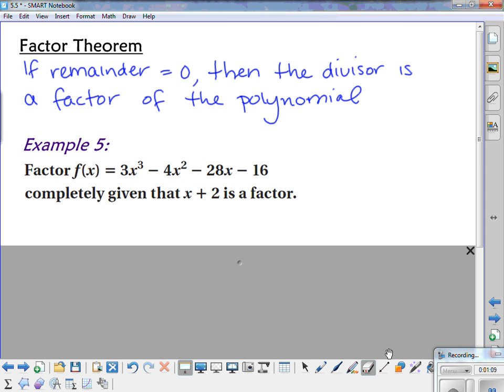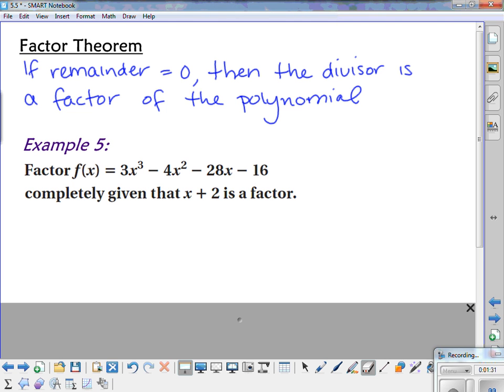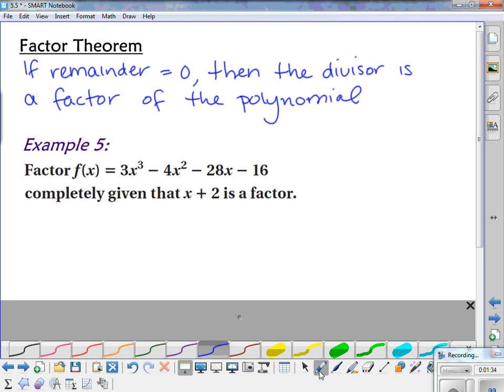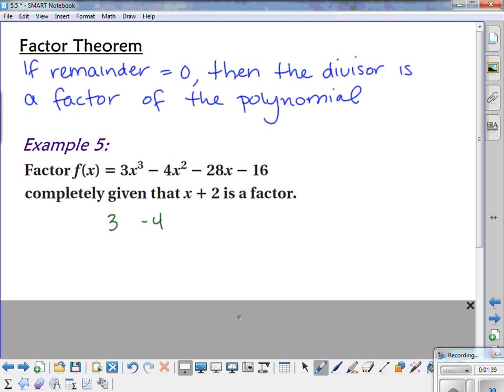We've got f of x equals 3x cubed minus 4x squared minus 28x minus 16. And we're given that x plus 2 is a factor. So if I use the x plus 2 in synthetic division, I should be able to factor what's left over and fully factor the whole expression. So first of all, I'll bring down my coefficients. So I've got a 3, a negative 4, negative 28, negative 16. And then since it's x plus 2, negative 2 is what x would equal if we were setting it equal to 0.